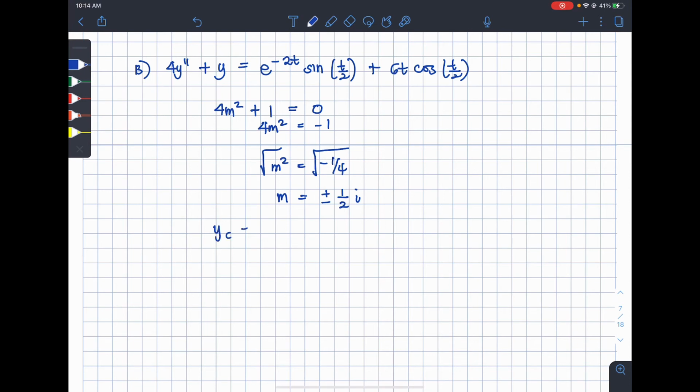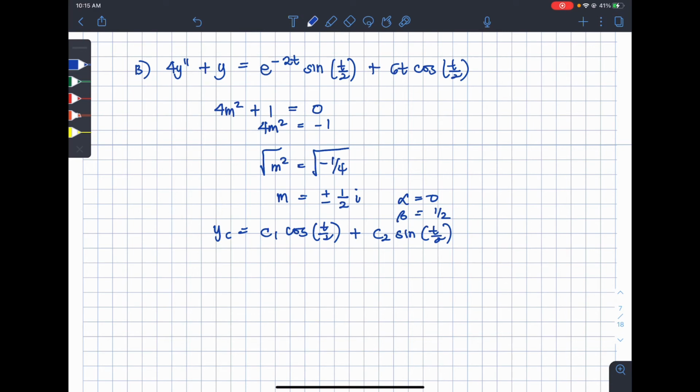So our y of c then is, our alpha is 0 and our beta is 1/2. So that will be C1 cosine t over 2, plus C2 sine t over 2. So that is our y of c.